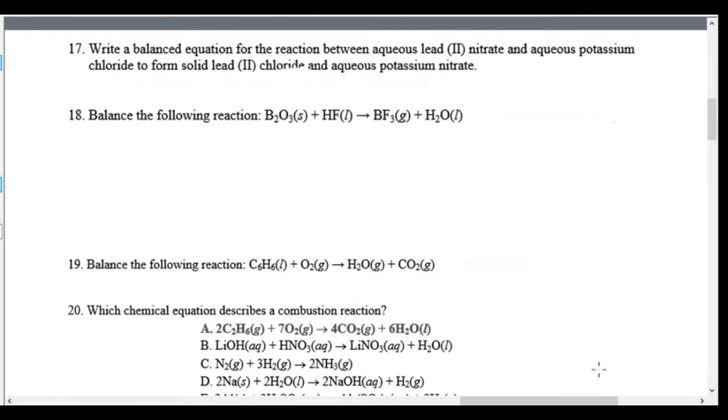Alright. So, okay, verse 17. We're going to write a balanced equation for the reaction between aqueous, so that's going to tell us the state right there, aqueous lead 2 nitrate, and aqueous, there's another state, potassium chloride to form solid lead 2 chloride, so there's another state for us, and aqueous potassium nitrate.